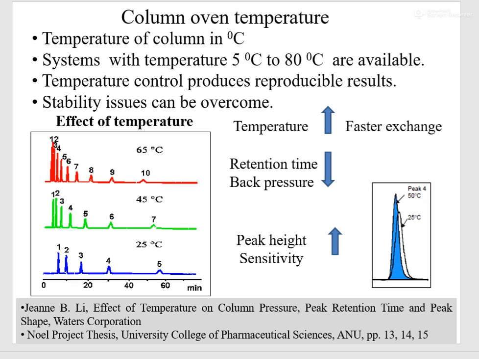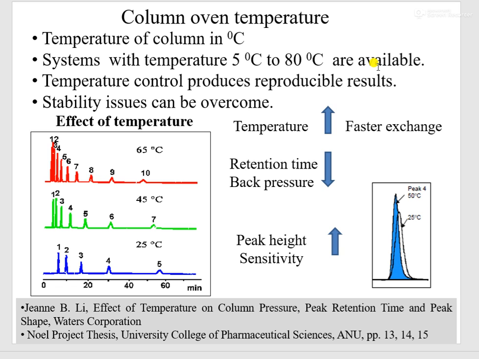Now coming to column oven temperature, that is the temperature of the column expressed in degrees centigrade. HPLC systems with temperatures from 5 degrees to 80 degrees centigrade are available. Now why do you want to adjust the temperature? When you do an experiment at a fixed temperature, you will get reproducible results. So it is better if you have a column oven, you set a particular temperature and perform the experiment.